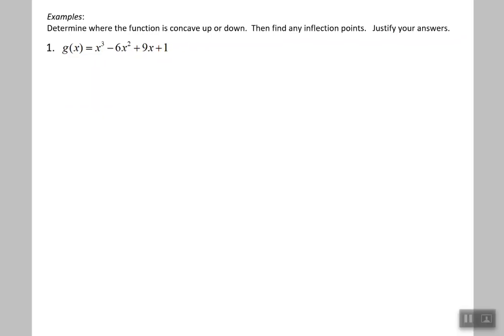Let's take a look at some examples. Determine where the function is concave up or down. Then find any inflection points. Justify your answers. So to find where the function is concave up or concave down, we want to think second derivative. Let's start by taking the first derivative.